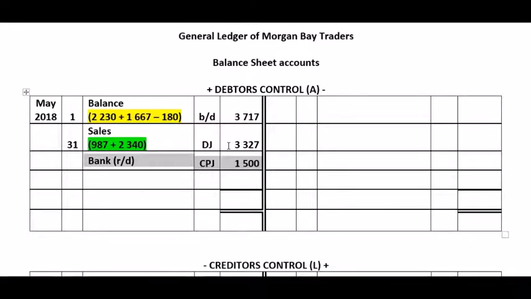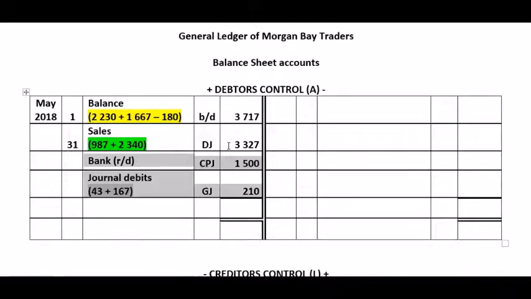And then the last thing that could go to the debit side of debtors control is journal debits from the general journal. So if you go and look at the general journal entries on the debit side of your entire debtors ledger, you will see that there was one entry on the 3rd in T. Naidu's account where interest was charged on overdue accounts. And then there was one entry on the 21st where discount was cancelled in M. de Villiers' account. That's it for the debit side.